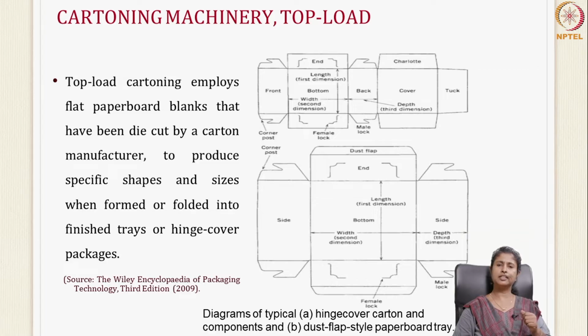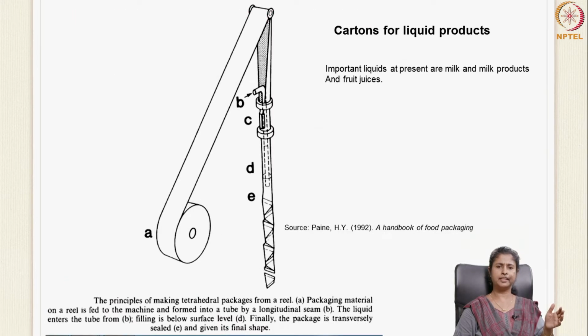The picture here shows you 2 different types. Section A shows you a hinge cover carton, and section B shows you a dust flap carton style. In this dust flap, you have this extra flap, as you can see in the picture, which you can tuck in and give an extra security. These are only different designs or styles of the carton. So that depends on the carton manufacturer. So the carton manufacturer produces the design and feeds it into the machinery.